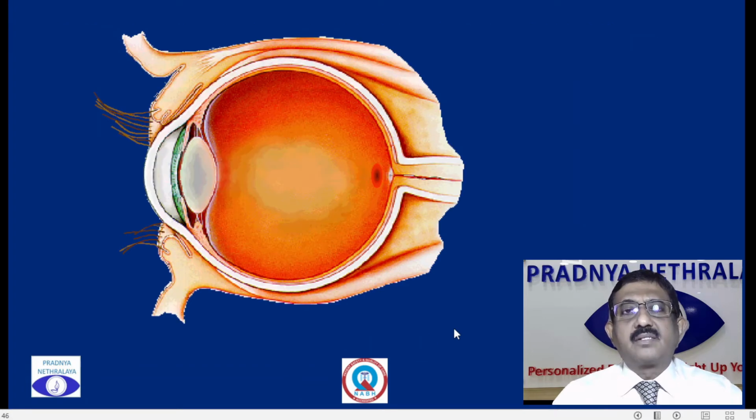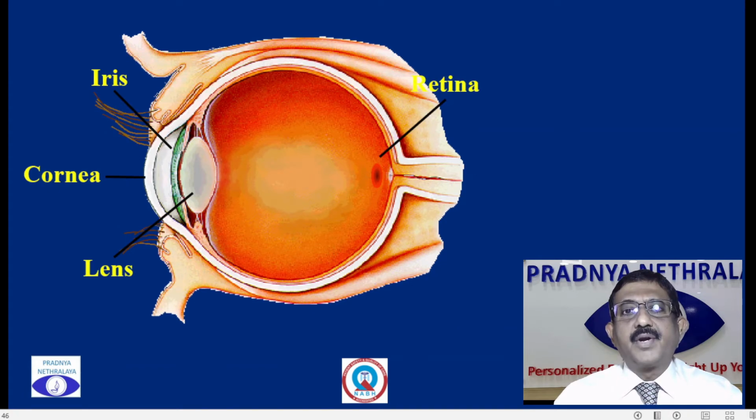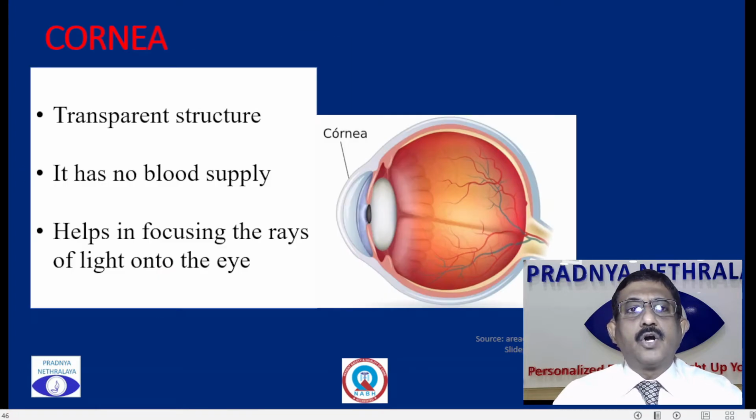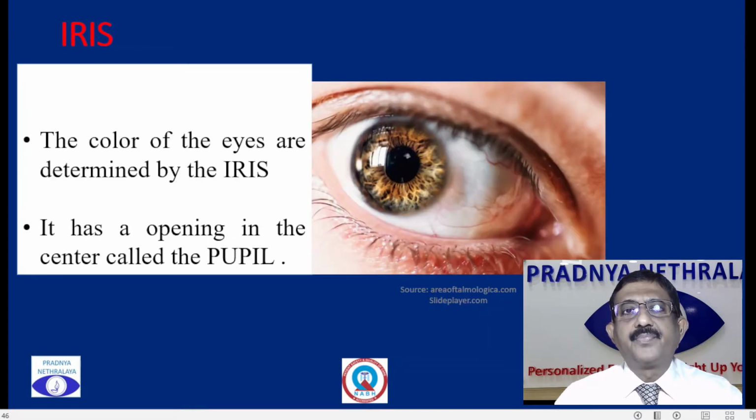The various parts of the eye are the cornea, iris, lens, retina, and the optic nerve. The cornea is the frontmost part of the eye. It's a transparent structure. It has got no blood supply. It helps in focusing the rays of light onto the eye.